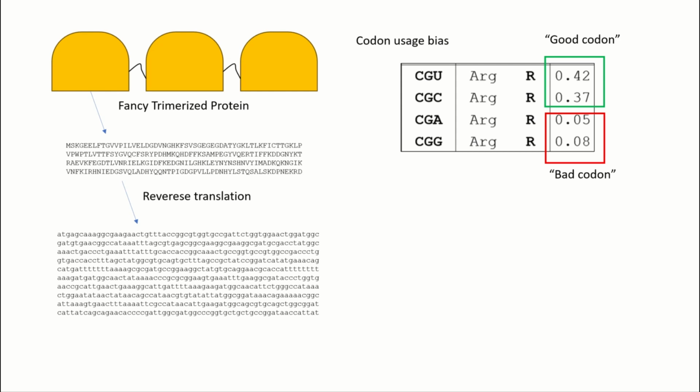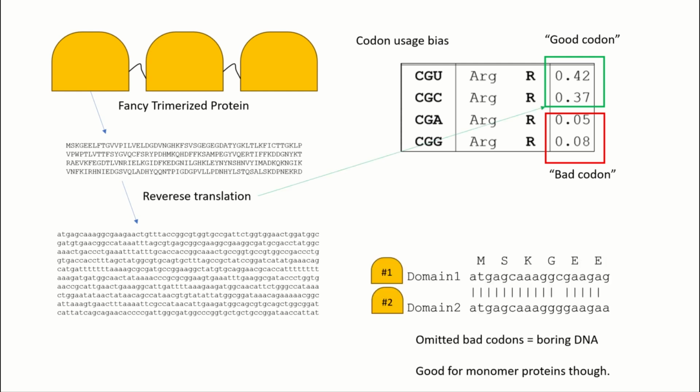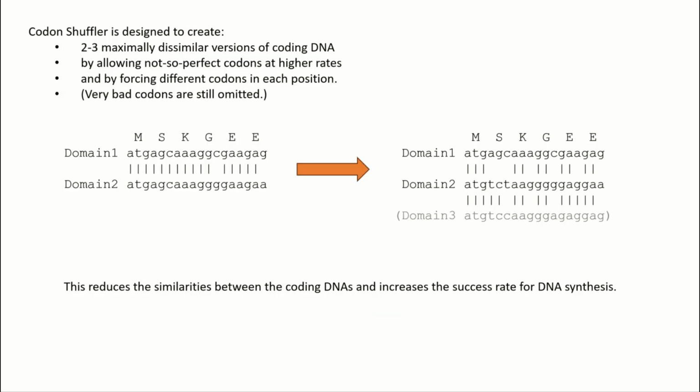Rare codons are considered bad and are avoided by the reverse translation software. Using only the good or common codons and omitting the rare ones leads to boring DNA. This is good if the encoded protein is a monomer, but leads to highly repetitive DNA if the protein itself is repetitive.